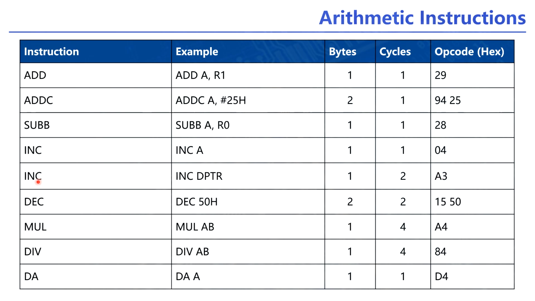Suppose we want to use increment DPTR. This is also a 1 byte instruction, but two machine cycles are required for executing this instruction, remember. The operation code for this instruction is A3.